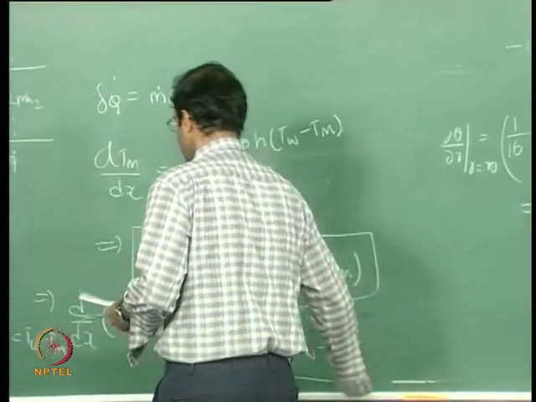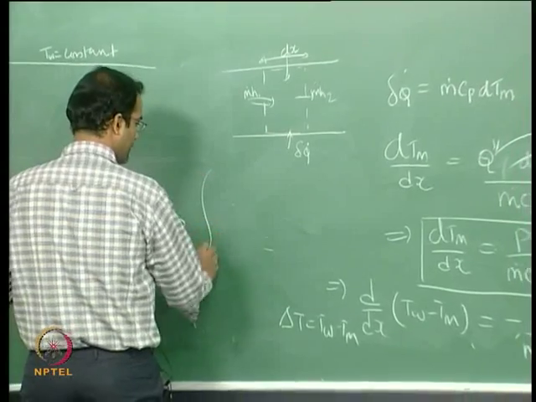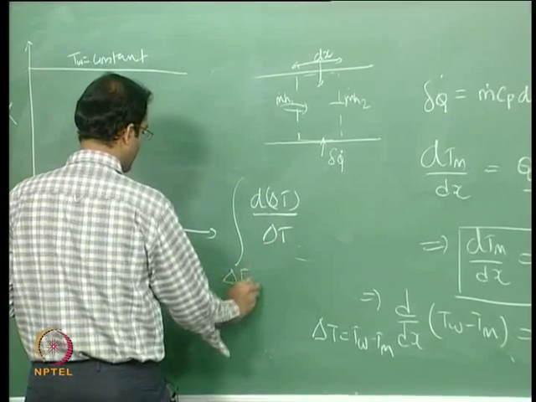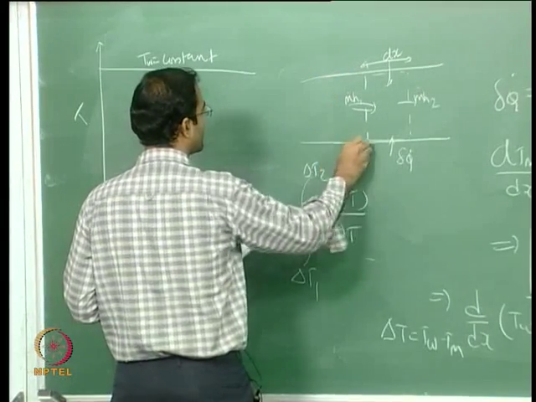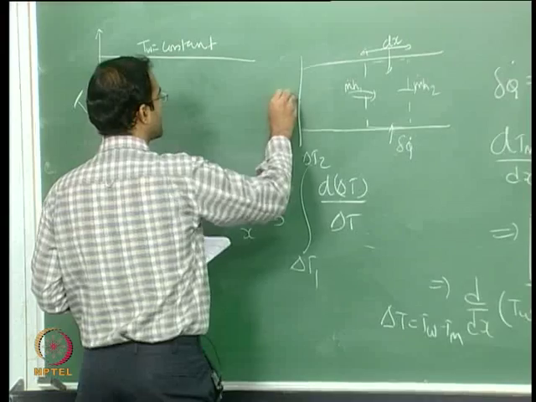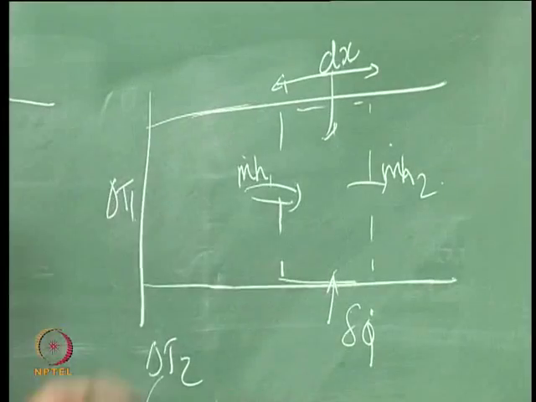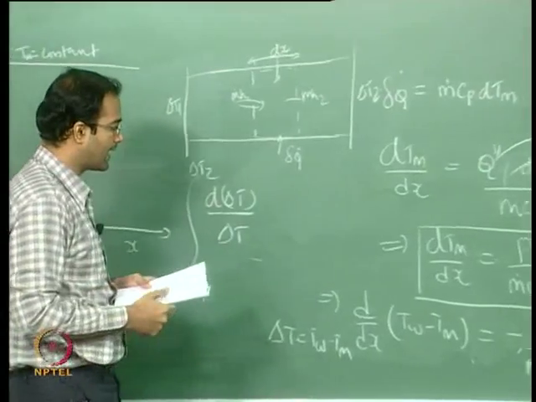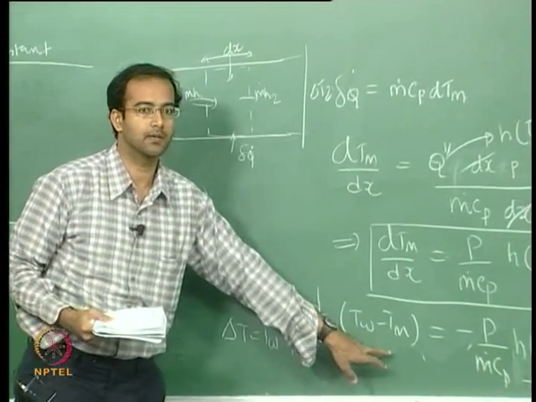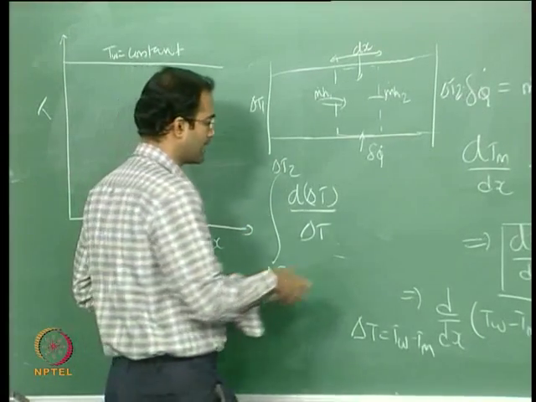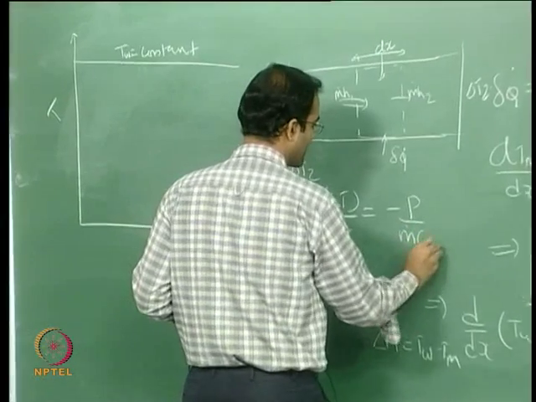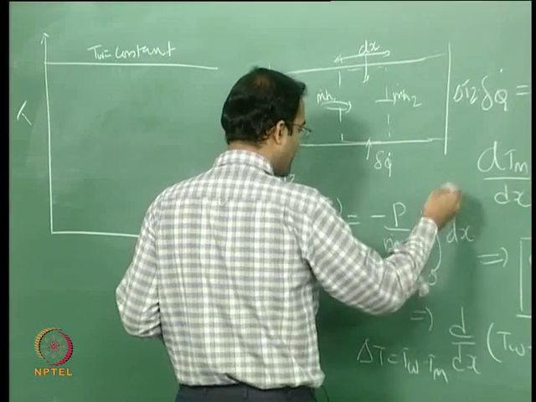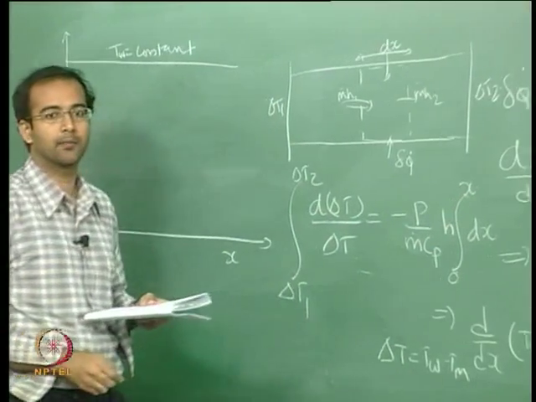With this you can integrate this expression, so this will be d delta T by delta T. You can integrate this from delta T1 to delta T2. What it means is, if you have a long duct, at the inlet that will be your delta T1, the difference between your wall temperature and the mean temperature, and at the exit somewhere that is your delta T2. Once I have an equation for this temperature difference, T wall minus T mean, I can simply integrate it from the inlet to the outlet, so that this should be equal to minus P by m dot Cp into h dx. This I integrate from 0 to your entire length, or whichever location you want to find the appropriate temperature difference.